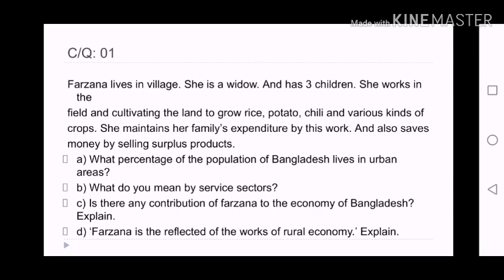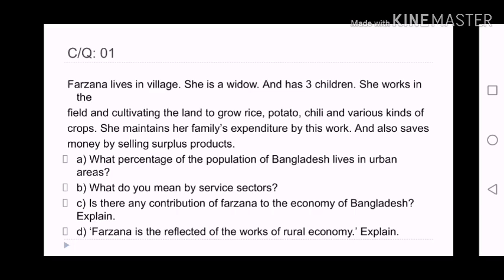Surplus means extra products. By using your products, what remains is known as surplus. That means we can see that here Farzana is a woman who is living in a village, and she is a widow, and her work is related with farming, agriculture. So let's see what the questions are.